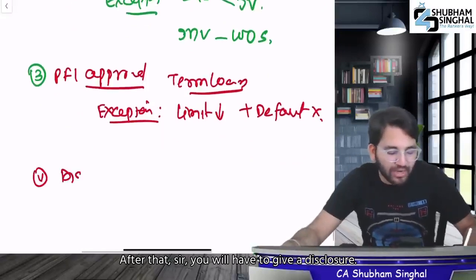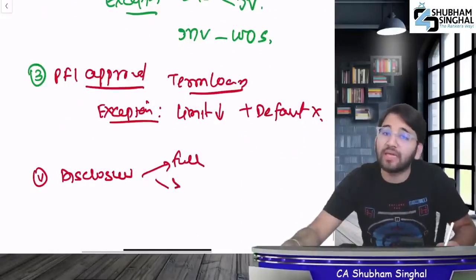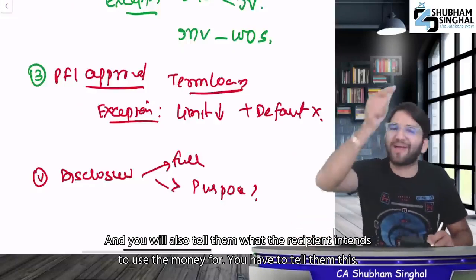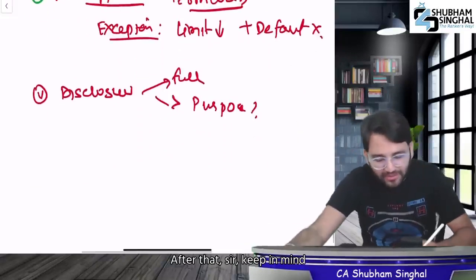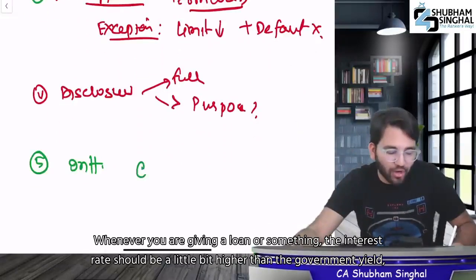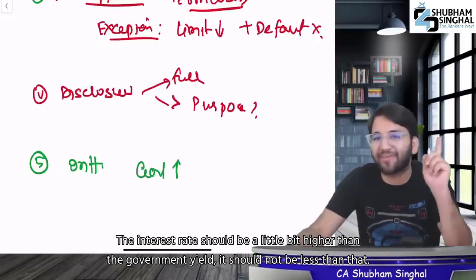After that, you will have to give a disclosure. In the disclosure, you will inform everything. Tell full particulars. And you will also tell them what the recipient intends to use the money for, what purpose. You have to tell them this. After that, keep in mind, and remember guys, that whenever you are giving a loan, the interest rate should be higher than the government yield. It should be higher than the government yield, not less than.